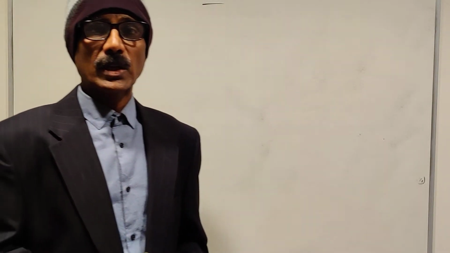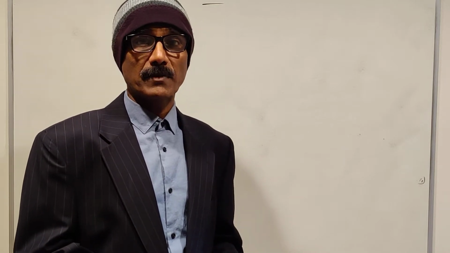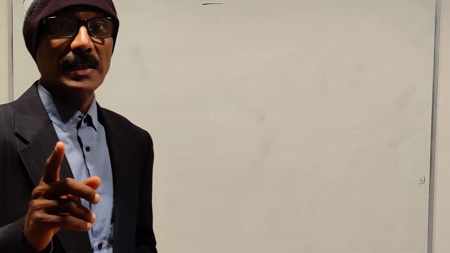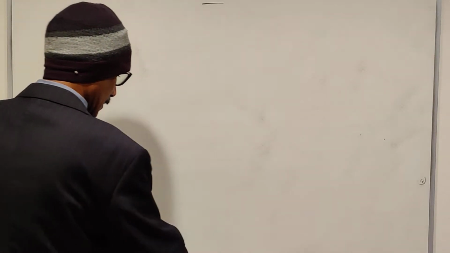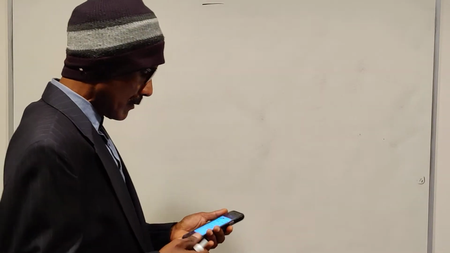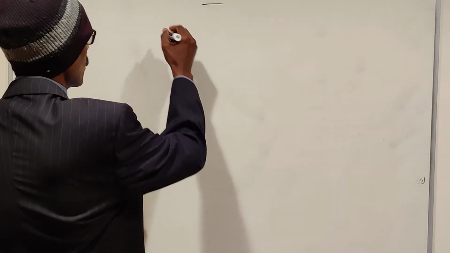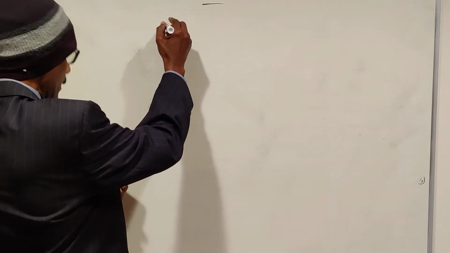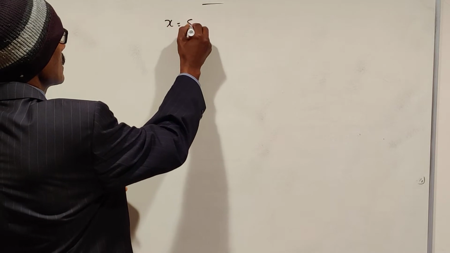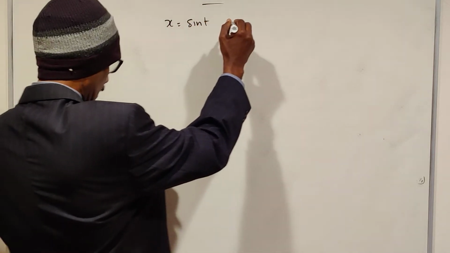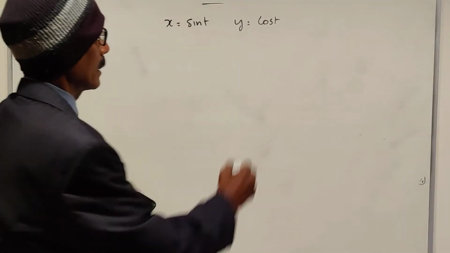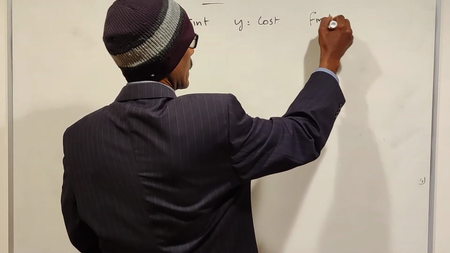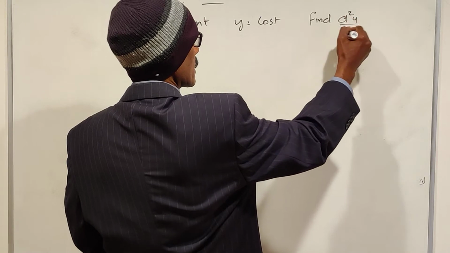Today we are going to do the differentiation of parametric functions, the second derivative of parametric functions. We did that before, but we are going to do a little more problems on the second derivative. x is equal to sin t, y is equal to cos t. Find the second derivative, that is d square y by dx square.